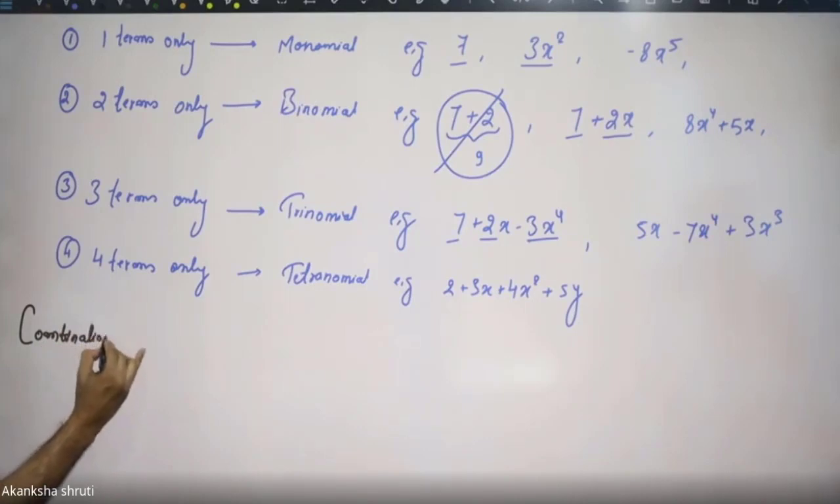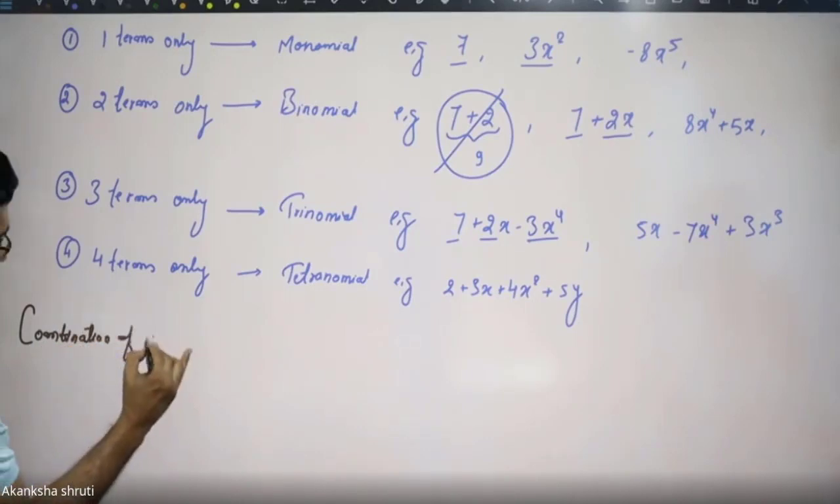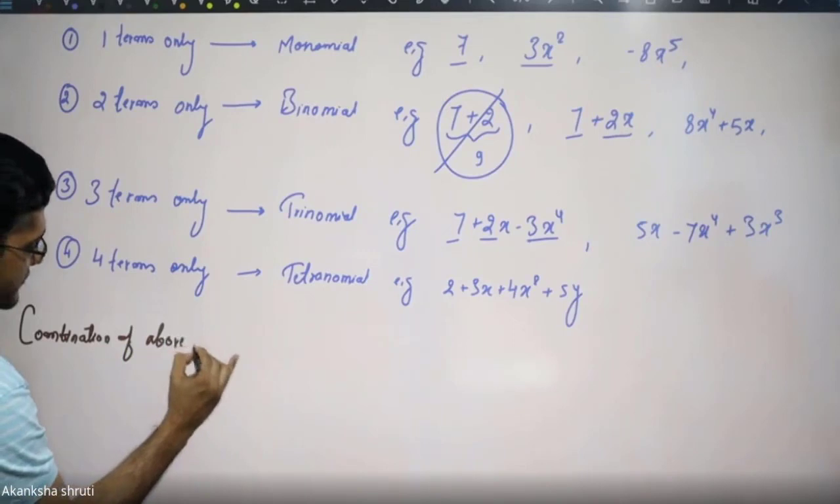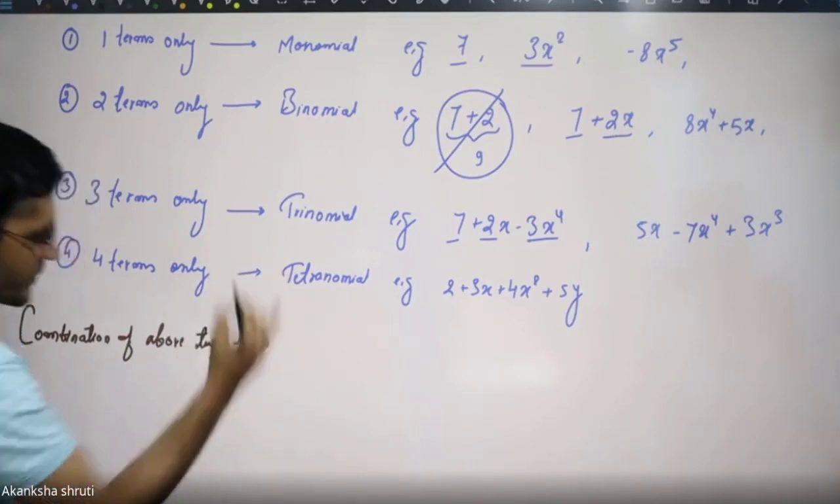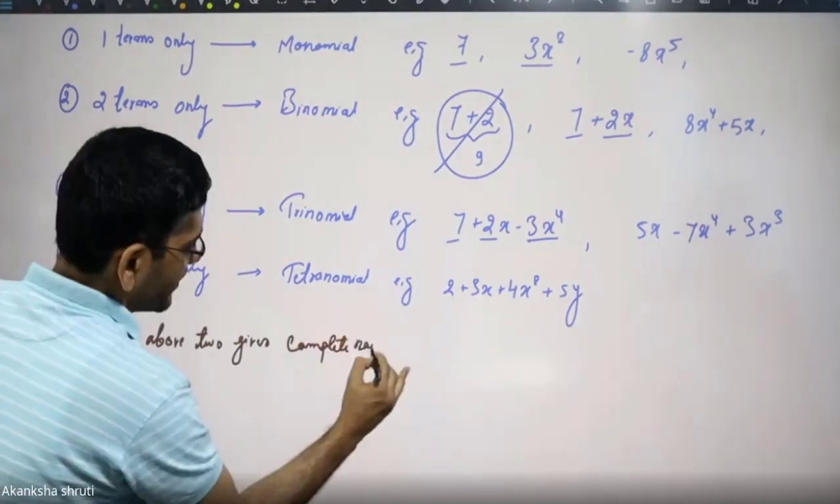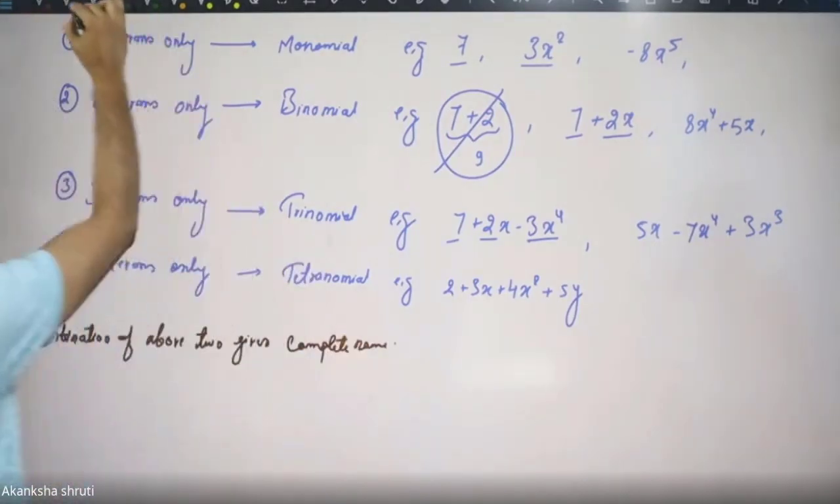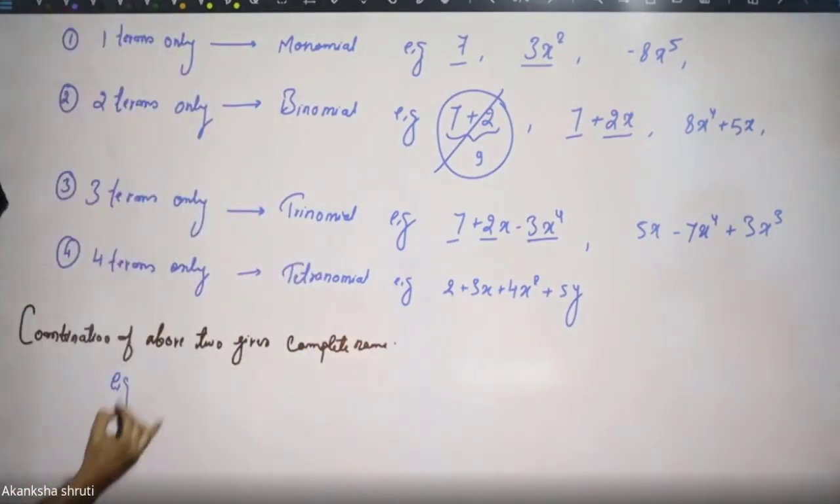Combination of above two gives complete name. How is this? Let us see few examples only.